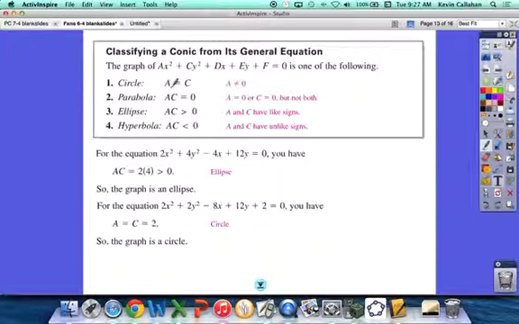So for a circle, A equals C. For an ellipse, A times C is greater than 0, meaning they're either both positive or they're both negative. But you have to say A does not equal C, because that same thing could be said for a circle.